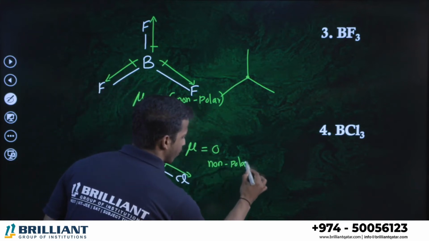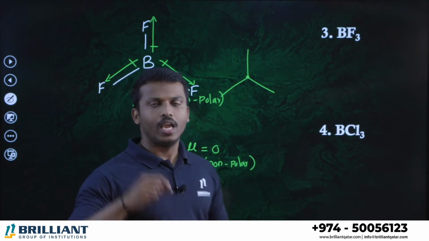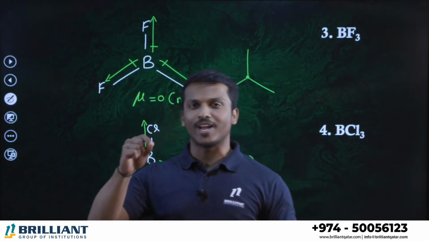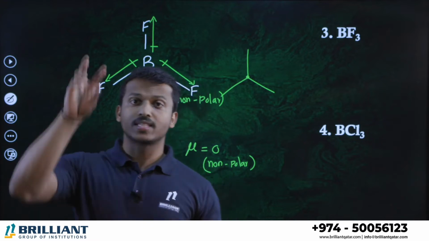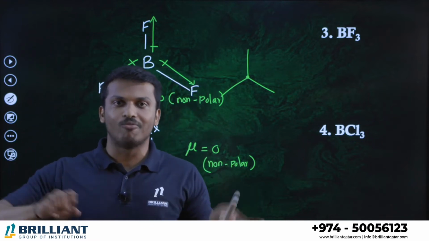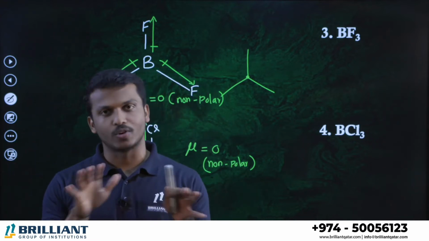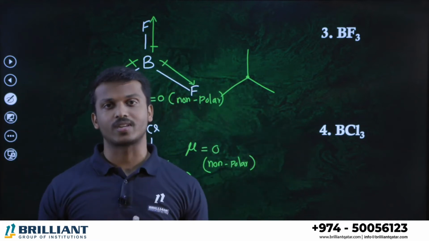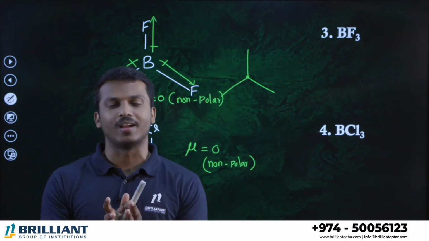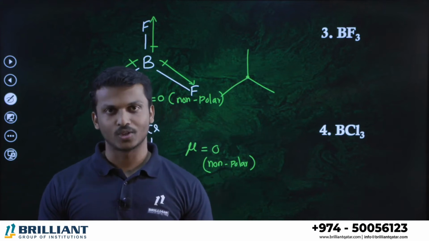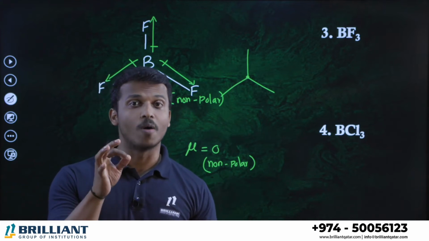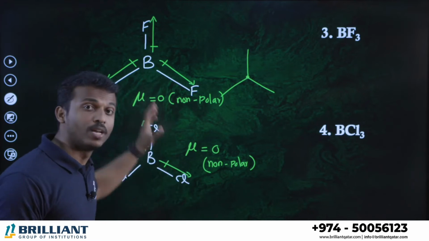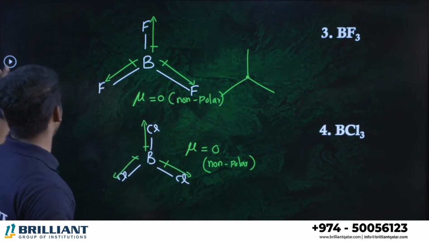So what did you understand from this data? If the geometry is trigonal planar and the surrounding elements are the same, their dipole moment in most cases will be 0, because they are pulling with equal strength at equal 120 degree angles, so they will cancel each other. So the net dipole moment is 0, and the compound is non-polar, for trigonal planar geometry.